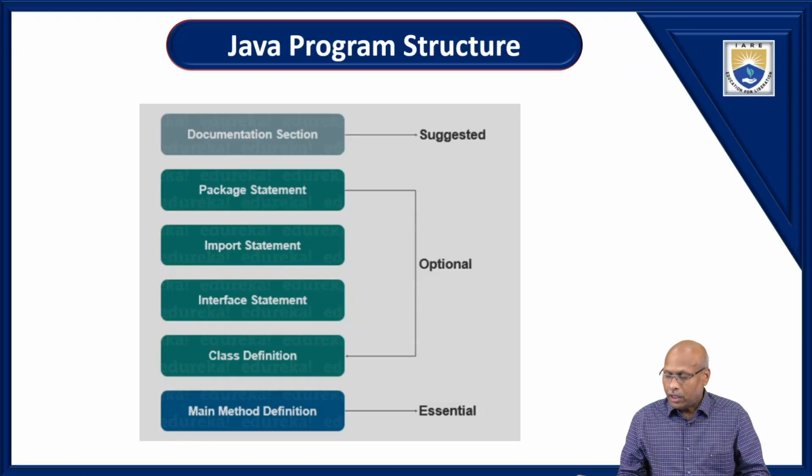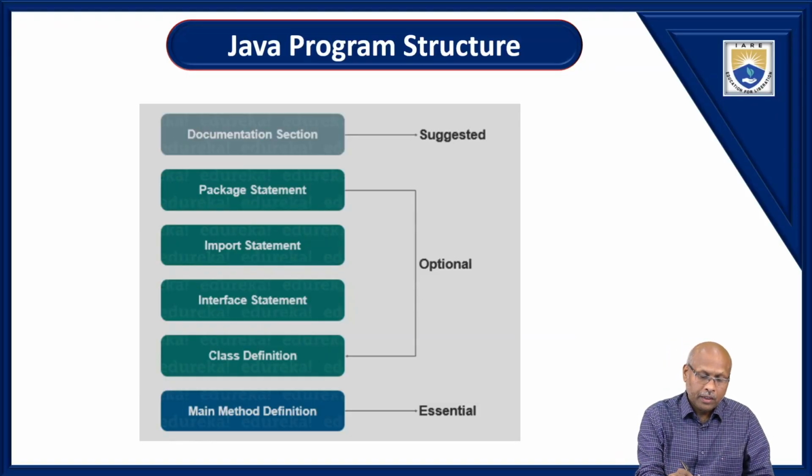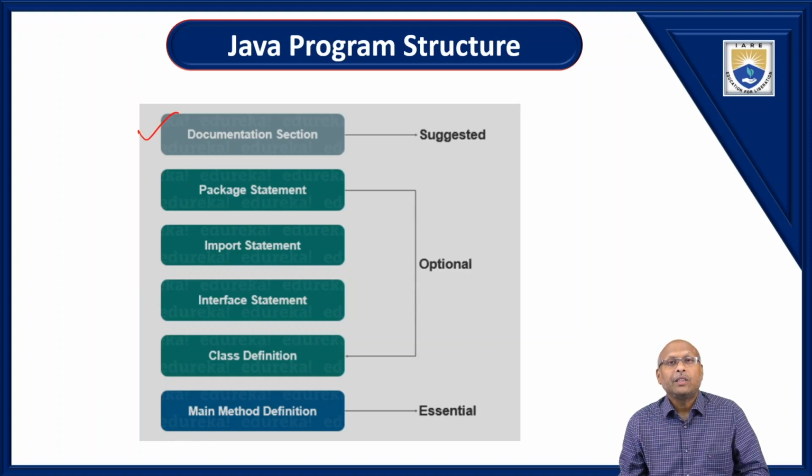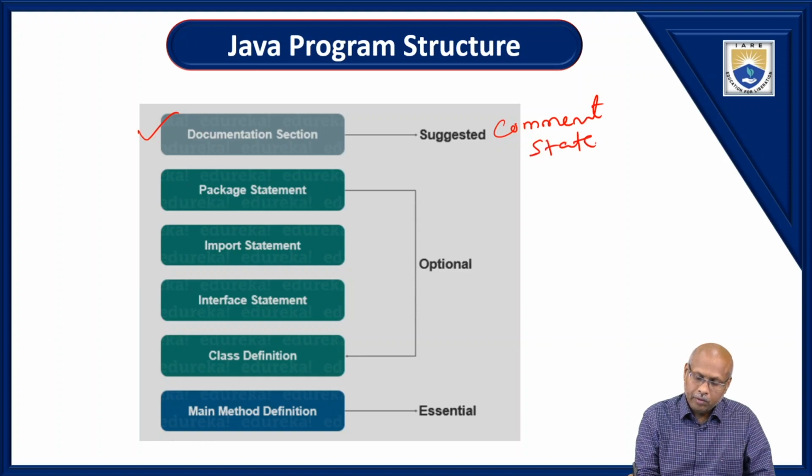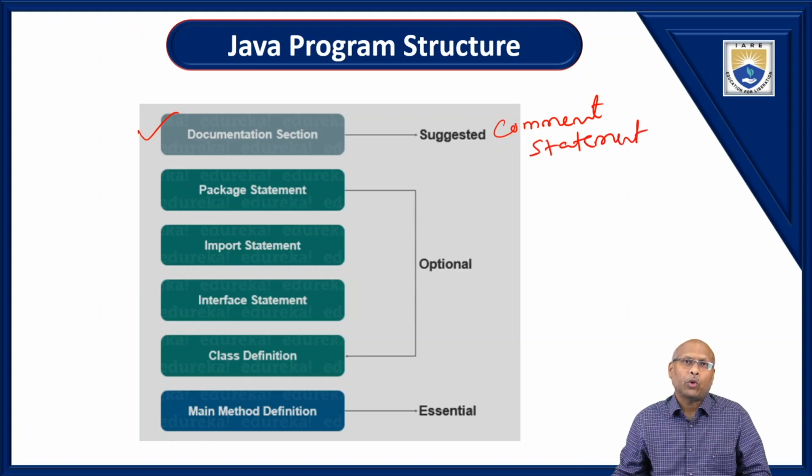The first part of a program should always be a documentation section. That means you can write your aim of the program, what exactly you want to do, in a documentation section. With the help of a comment statement, you can write the documentation part of the program. The idea behind the program should be written in the documentation section. So to write in the documentation section, you have to use a statement called a comment statement.